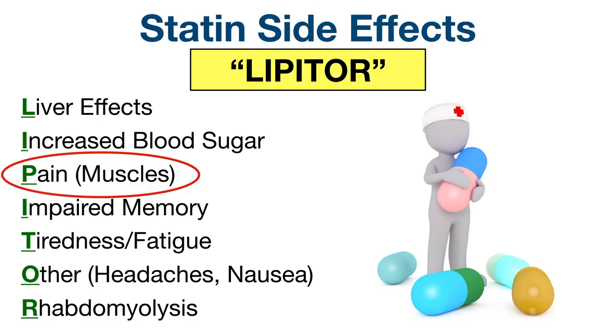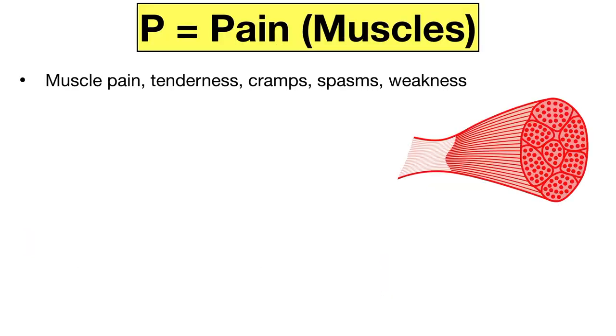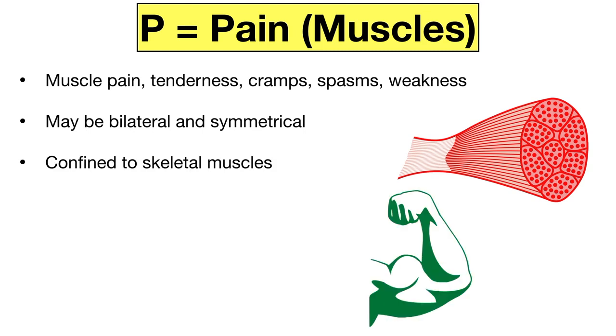The next side effect is the P in Lipitor, which stands for pain, primarily muscle pain, but has also been reported in joints too. Some individuals may experience muscle pain, tenderness, cramps, spasms, or weakness. Muscle pain may be bilateral and symmetrical. Symptoms involve the skeletal muscles and not the cardiac or smooth muscles. This side effect has been shown to be dose dependent as well, meaning the higher the dose, the greater the potential risk of developing muscle pain.